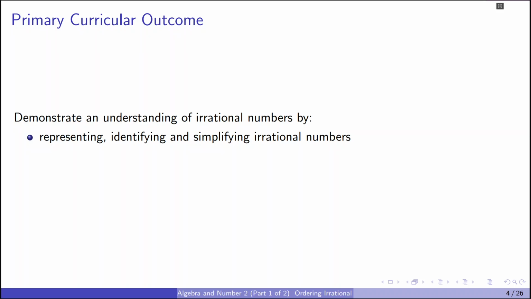So our outcomes. The main outcome is that we're going to demonstrate an understanding of irrational numbers by representing, identifying, and simplifying irrational numbers, and by putting them in order.